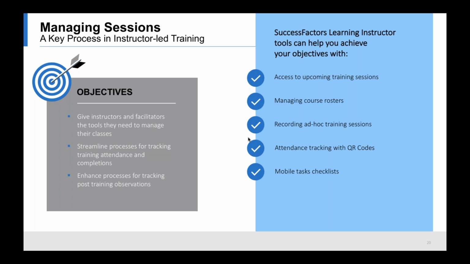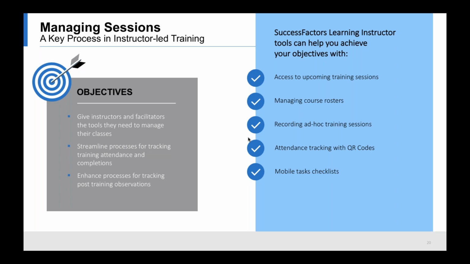Streamlining the processes for tracking training attendance and completions. So really looking at the QR code attendance, giving a way to move away from paper-based sign-in sheets and just track things electronically directly in the system can help remove a lot of that administrative overhead that's involved in doing the follow-up steps that we see from traditional instructor-led training.